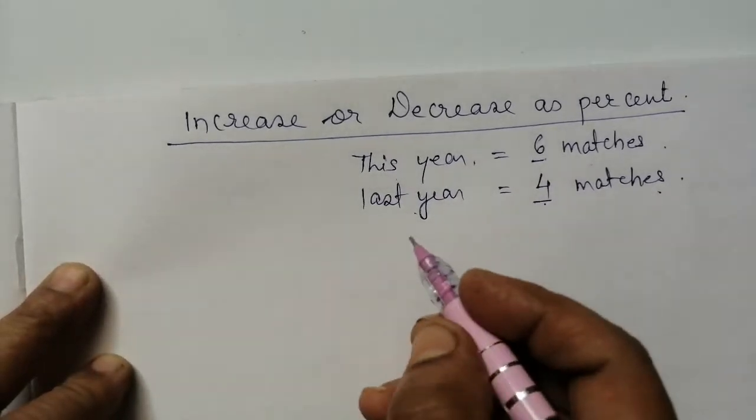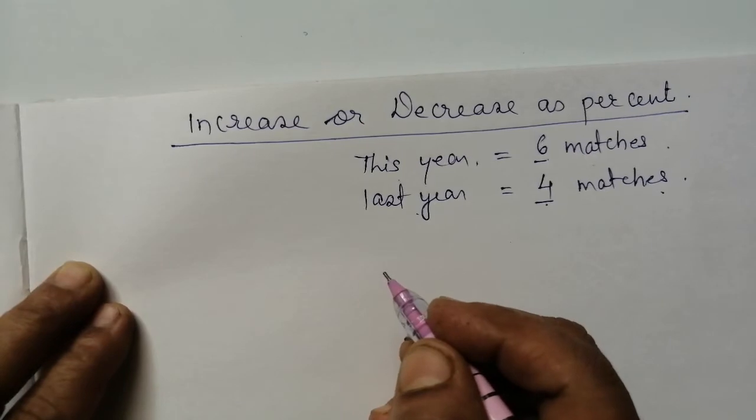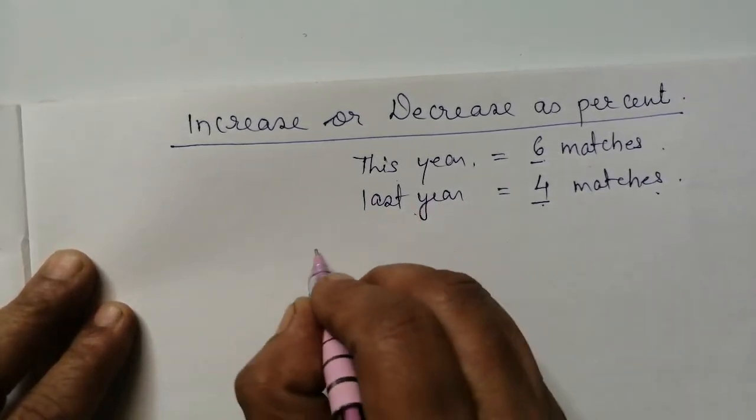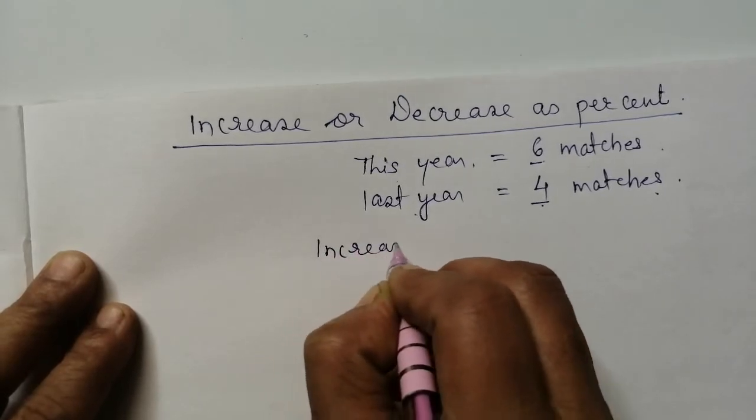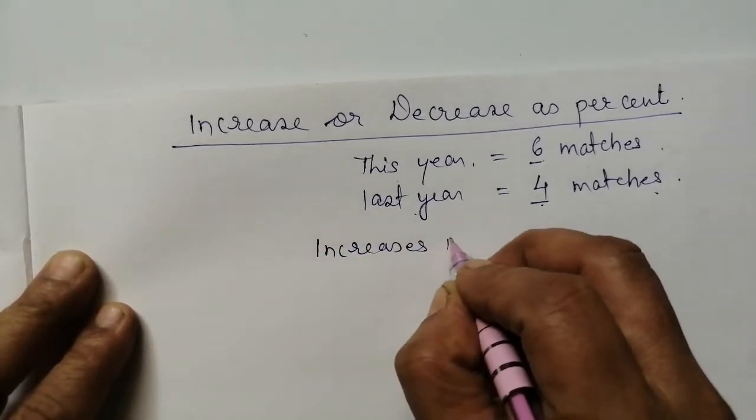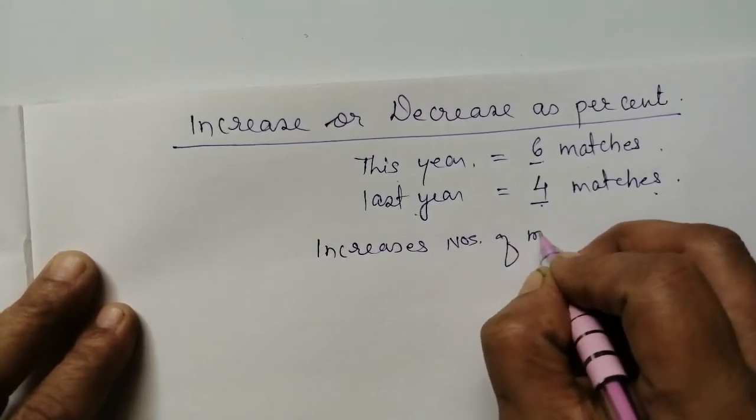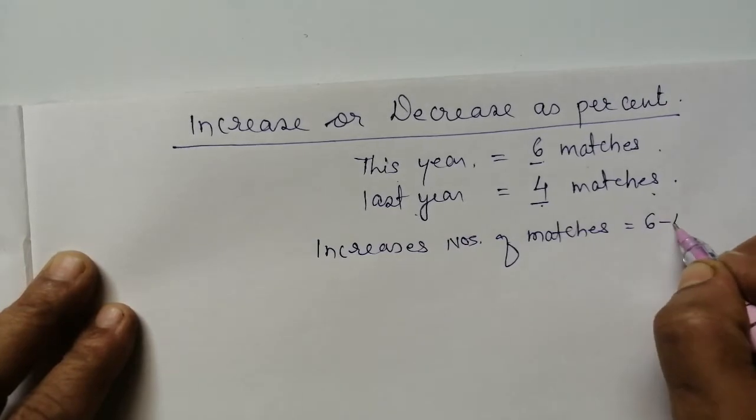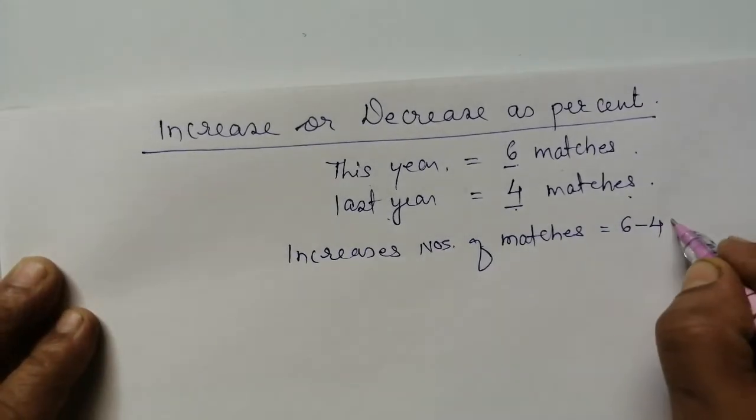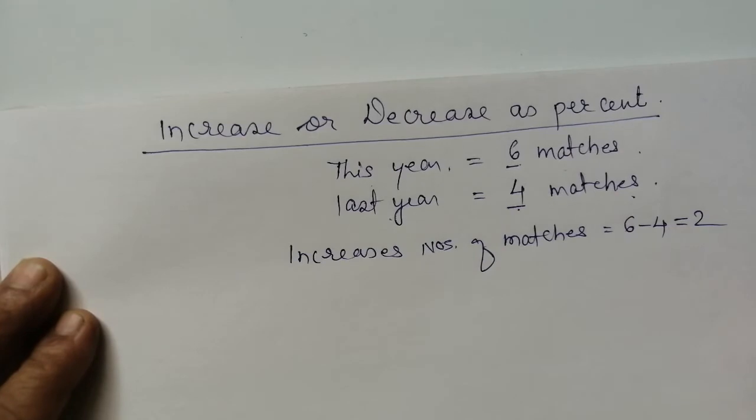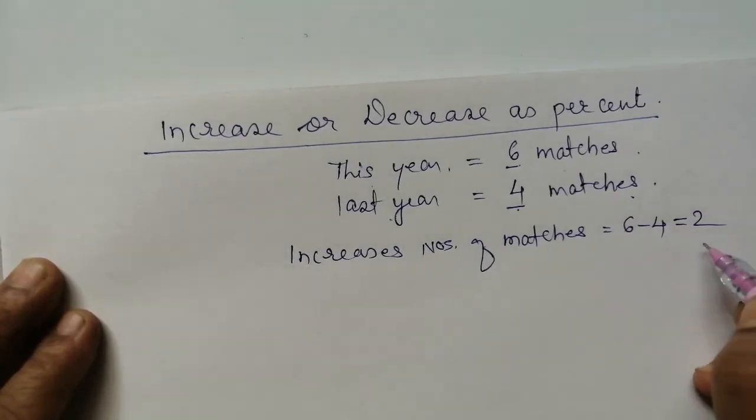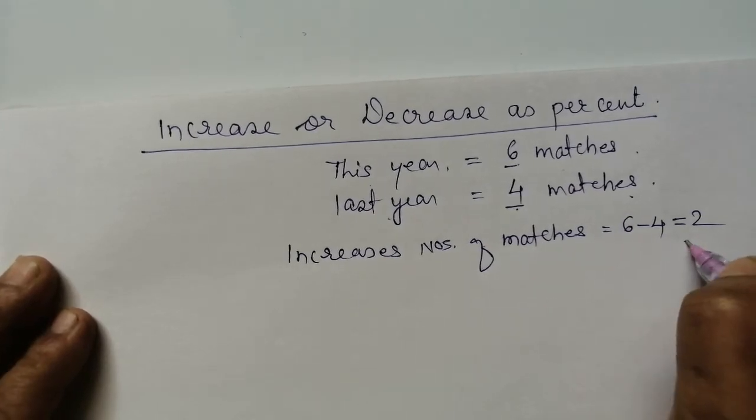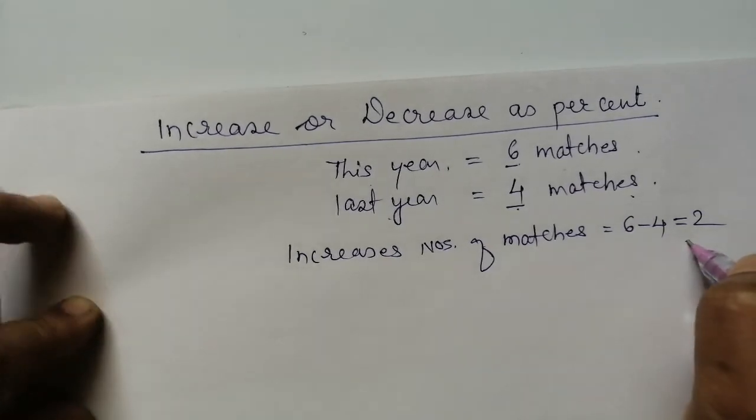First of all we have to find the increased number of matches. This year 6, last year 4, that means 2. The increase means this year they won 2 matches more. Now you have to convert this into a percentage.